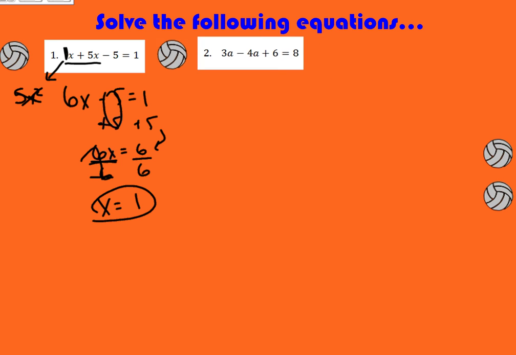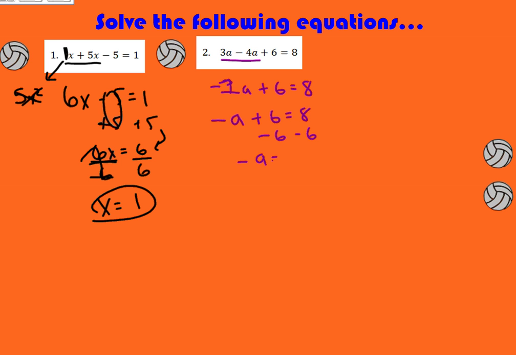Second one, 3a minus 4a plus 6 equals 8. So 3a minus 4a is really a fancy way of saying negative 1a plus 6 equals 8, or just negative a. Either way is fine. So now, subtract 6. Plus 6 here means I've got to do a subtraction of 6. So that becomes 0. Negative a is going to equal 2.